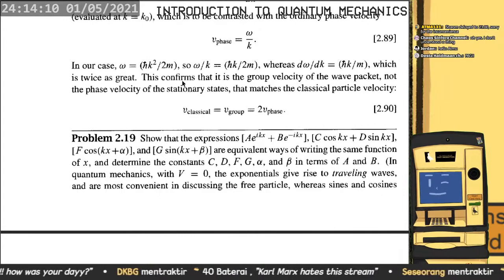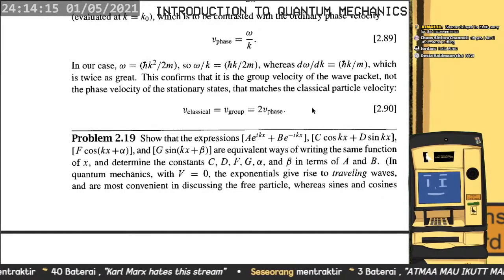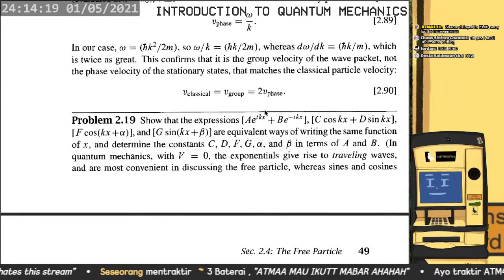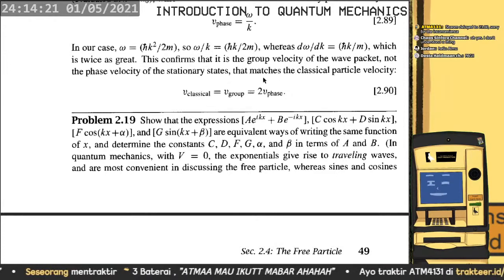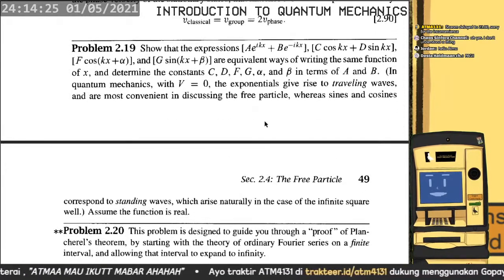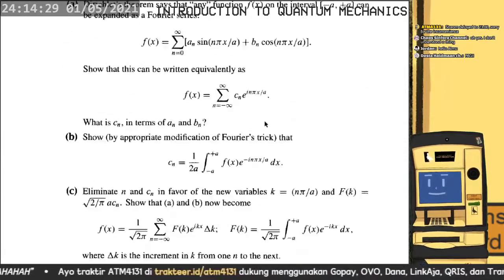This confirms that it is the group velocity of the wave packet, not the phase velocity of the stationary states, that matches the classical particle velocity. Okay, v classical equals v group equals double the phase velocity. Okay, so we got through that problem.